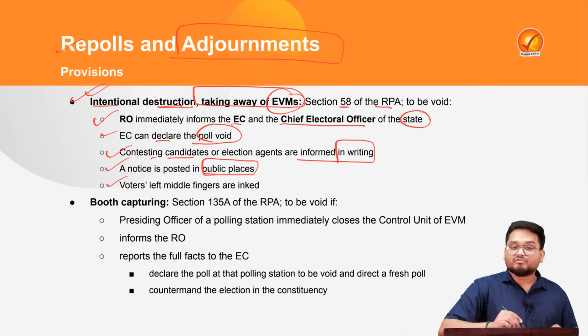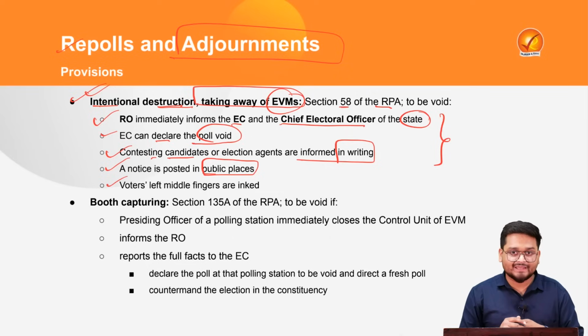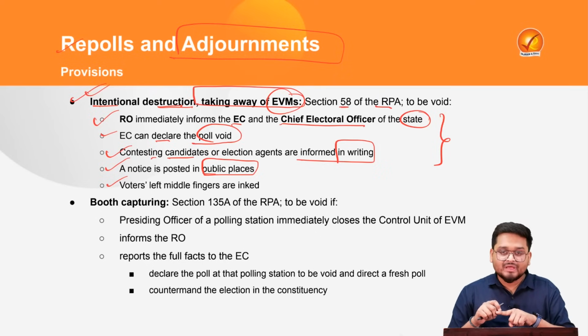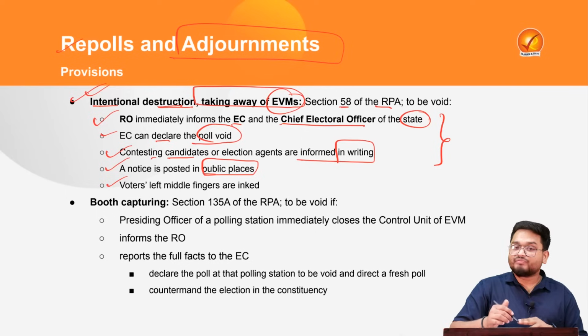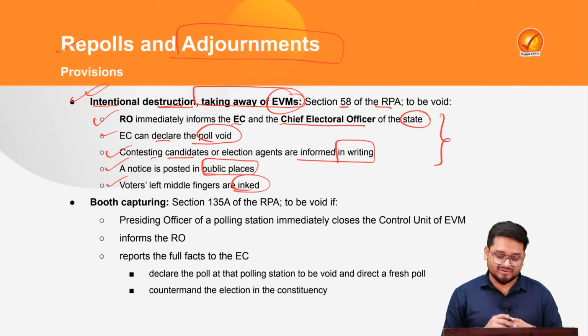And finally, whenever the next election of the same particular area takes place, obviously we find that the first finger of the voters will already be painted. Now the next fingers will be inked whenever this next election takes place.